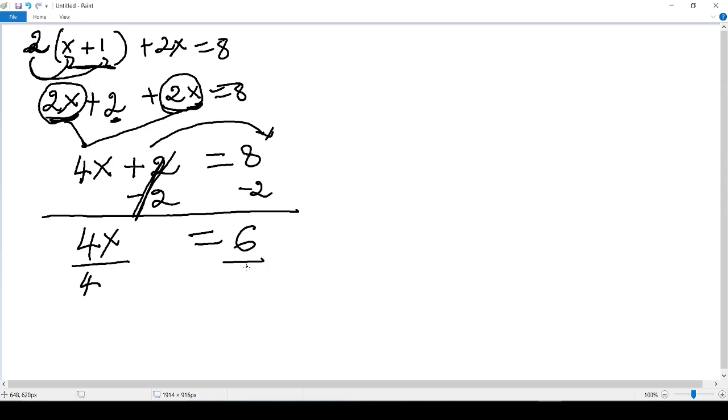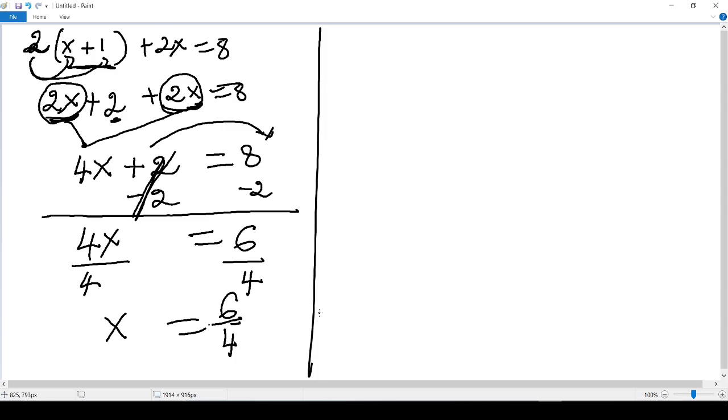4, 4. I want you to realize that we are not dividing by 4x. We are only dividing by the coefficients. And this will give you x equal to 6 over 4. You can reduce the equation and you will have x equal to 3 over 2. Final answer.